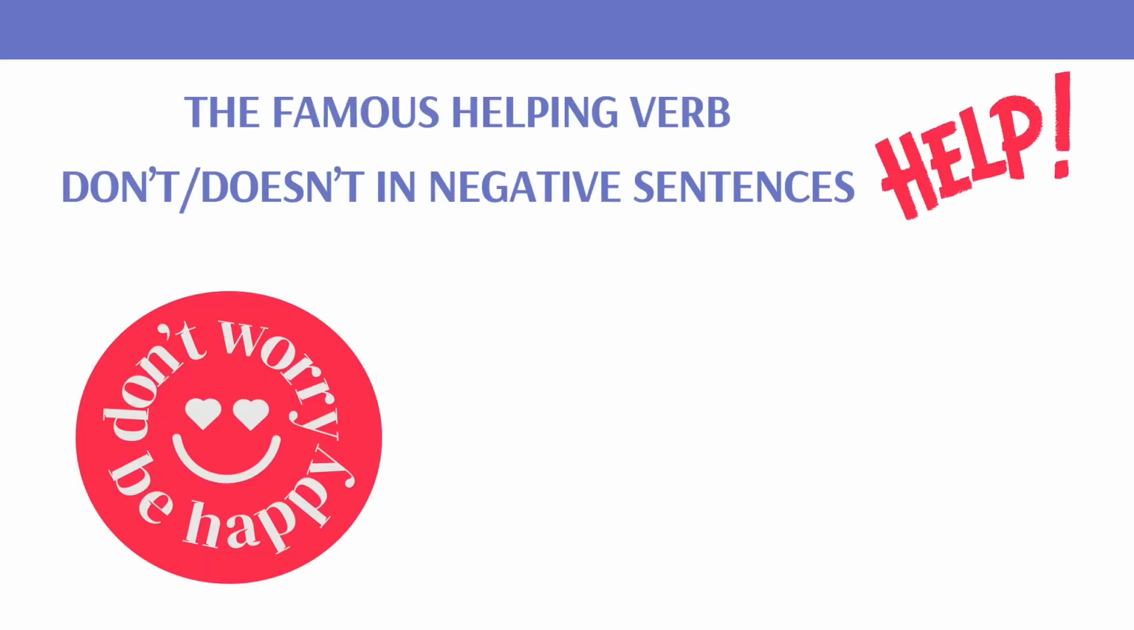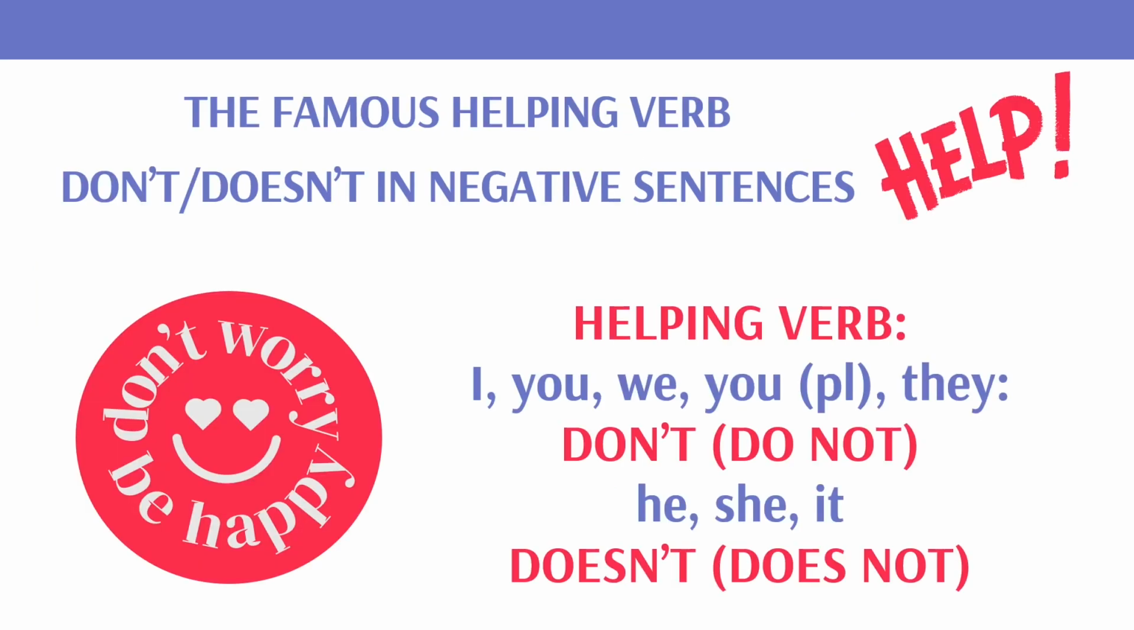This is the famous helping verb. I, you, we, you, and they don't or do not. Don't is the short form. Die Verkürzung ist don't. He, she, it doesn't. Das S geht auch damit. He, she, it doesn't or does not. Doesn't ist die kurze Form.